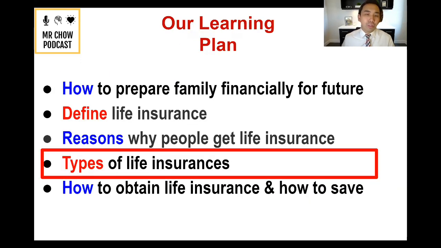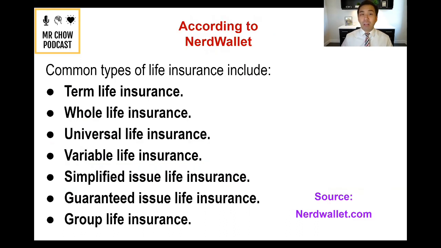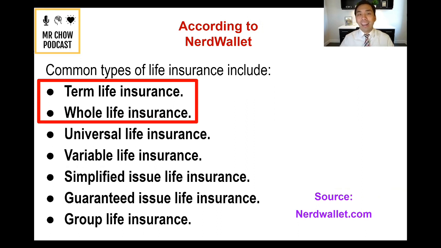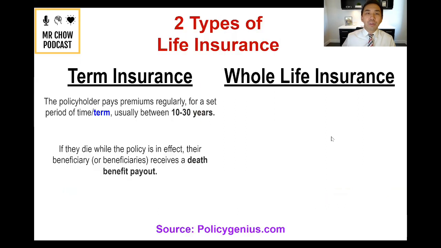Types of life insurances. So I just want to be clear, there's a lot out there. There's term, there's whole life, there's universal, there's variable, simplified, guaranteed issue, there's group life insurance, etc. So there's a lot of different ones. The main two I hear a lot about are those top two, term and whole life. So I'm going to quickly go through this.